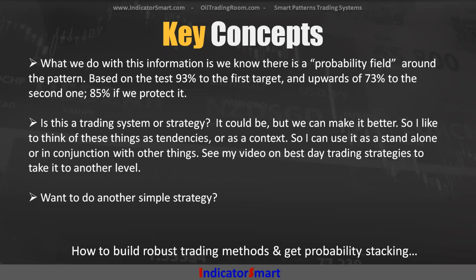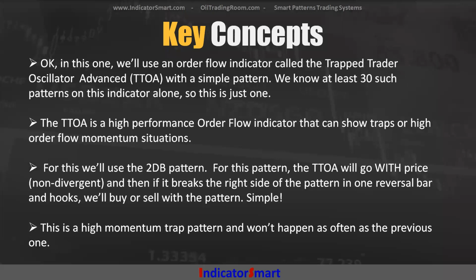You want to do another one? Let's take a look at another one. So in this one, I'm going to use an order flow indicator that we use with extensive development on it over years and years of development, called the Trap Trader Oscillator Advanced, TTOA. And we're just going to use a super simple pattern on that one. It's going to be even simpler than the last pattern we did, hook a yellow pattern. We know at least 30 such patterns on this indicator alone. And so this is just one of the many that we know.